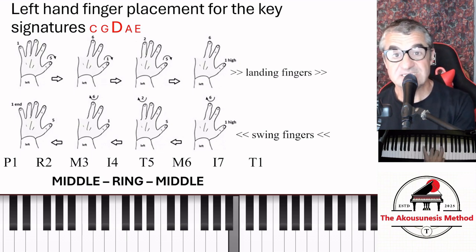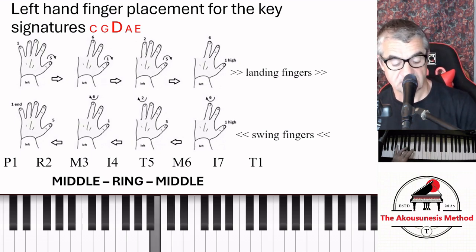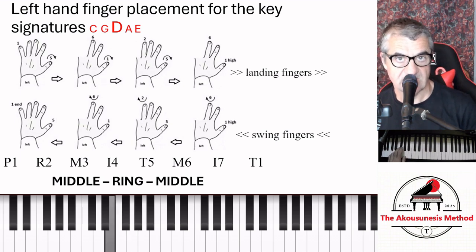Coming back, middle, ring is our swing points. So not the landing points now, it's the swing point. Middle, swing. Ring, swing. Middle, swing. And then just roll back, okay?